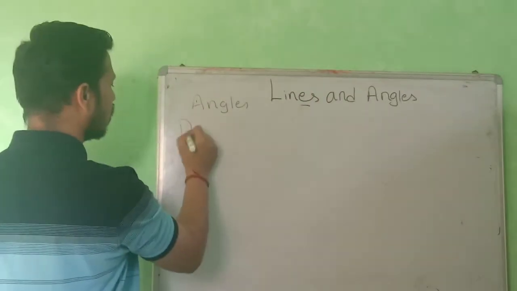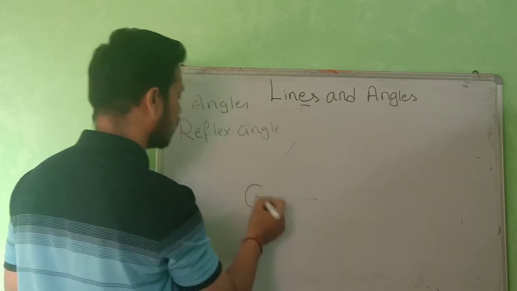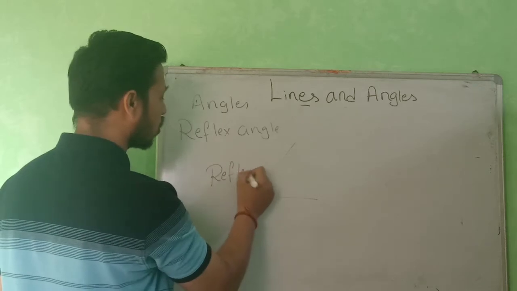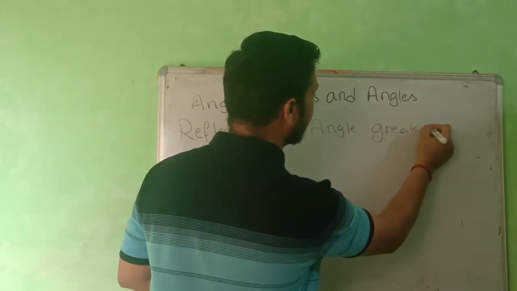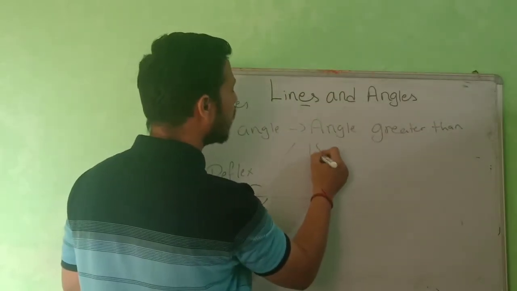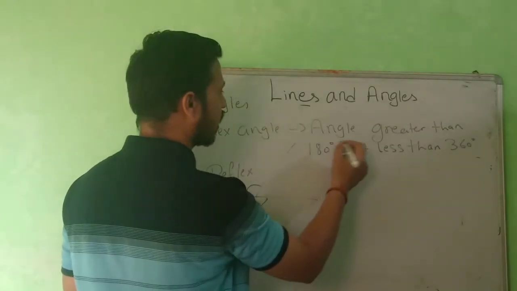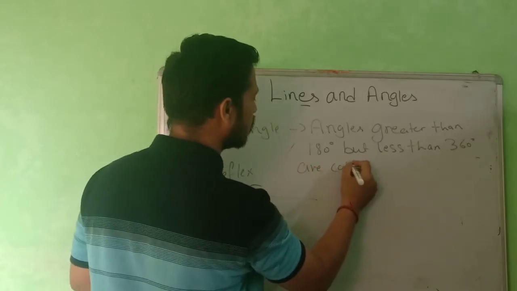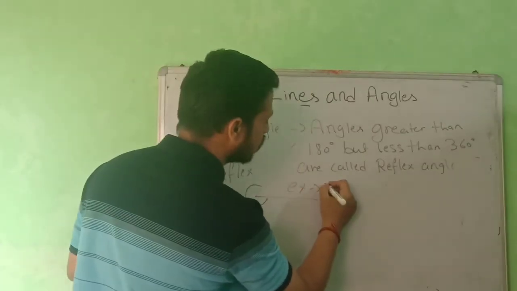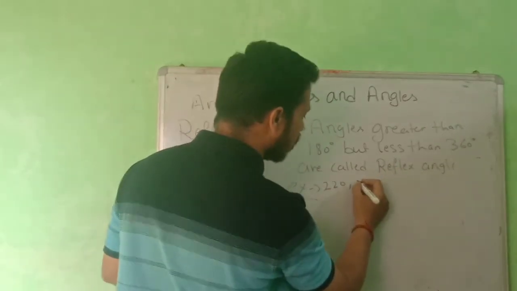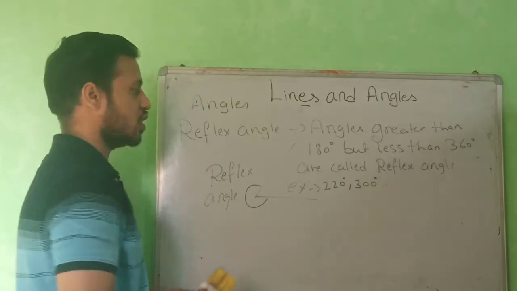After this, reflex angle. Look here, like this. This portion is the reflex, and this whole is called a reflex angle. This means angles greater than 180 degrees but less than 360 degrees are called reflex angles. Example: you can take 220, 300 degrees, etc. You can take any of these angles which are between 180 and 360.